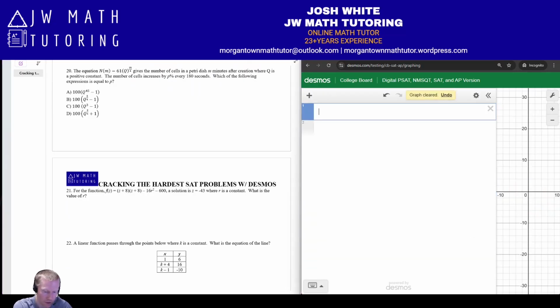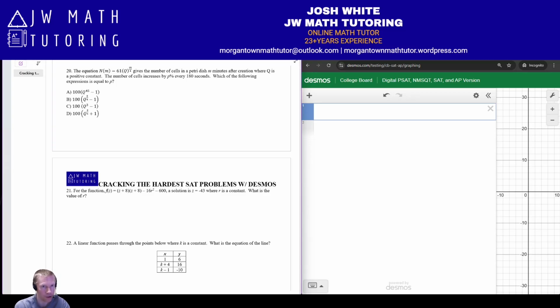All right, so next let's look at the question underneath it, number 20. In this problem we have an exponential function. The one thing to be aware of, though, is that this m represents a number of minutes, whereas this question is asking about a p% increase in every 180 seconds. So they're not the same units.